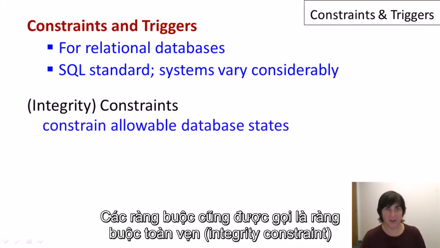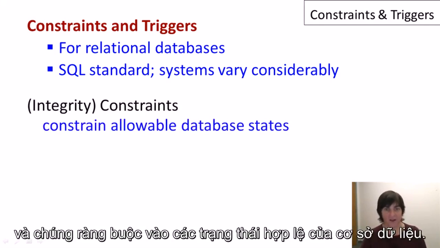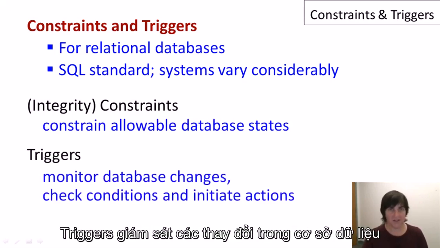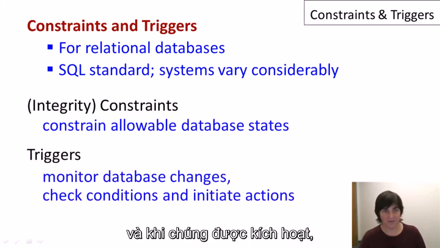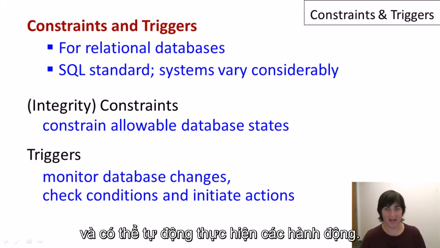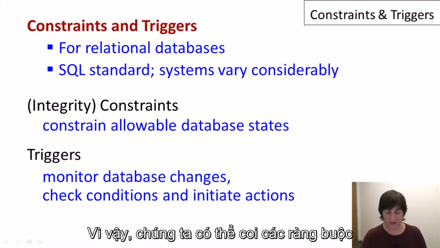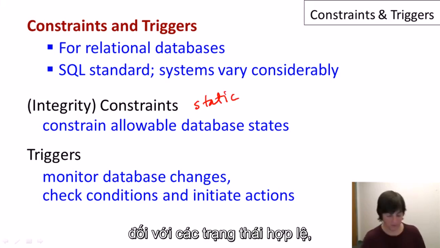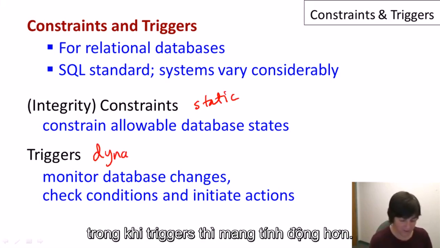Constraints are also known as integrity constraints, and they constrain the allowable states of the database. Triggers are a little different. Triggers monitor changes to the database, and when they're activated, they check conditions over the data and possibly automatically initiate actions. So we can think of constraints as a sort of static concept over the allowable states, where triggers are more dynamic.